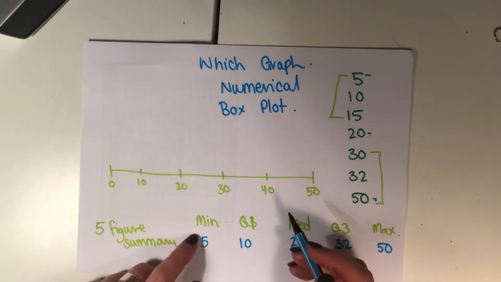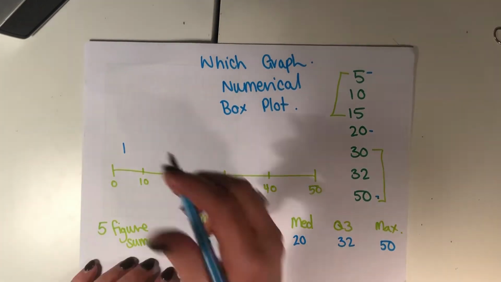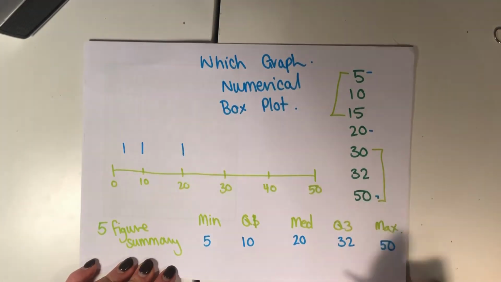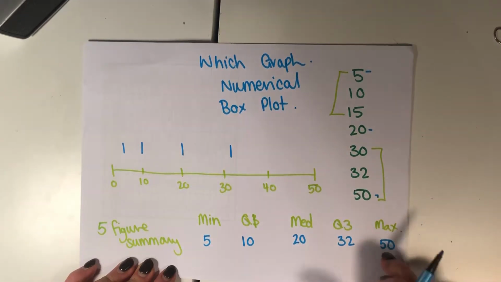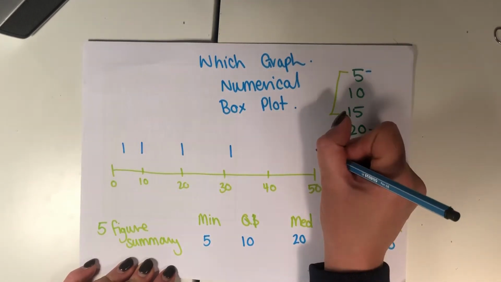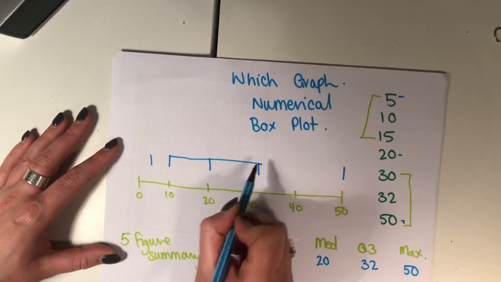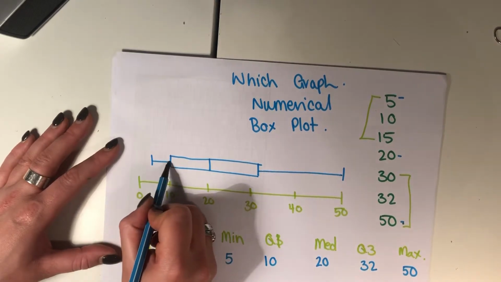So my minimum is at 5. I'll put a line there. Q1 is at 10, another line. Median is at 20, another line there. Q3 is sitting at 32, and my max is at 50. I then connect these all together, and these are now connected by a whisker.